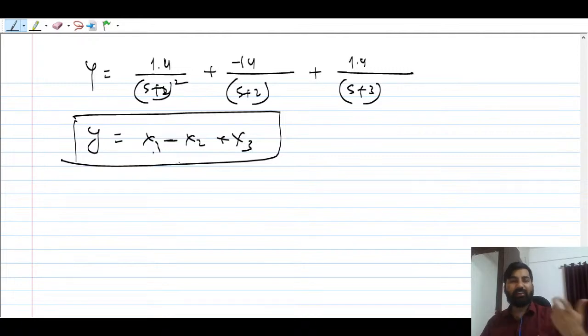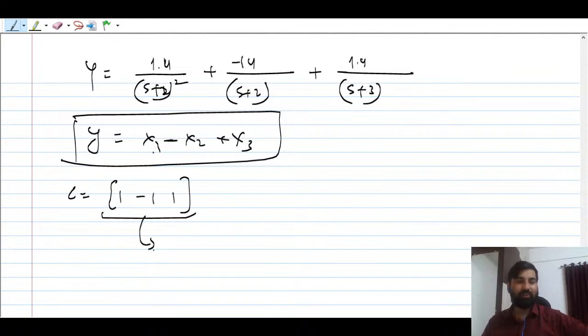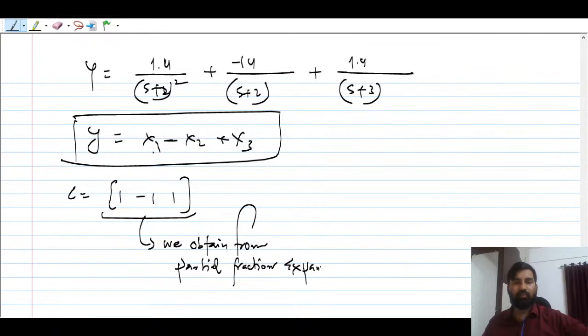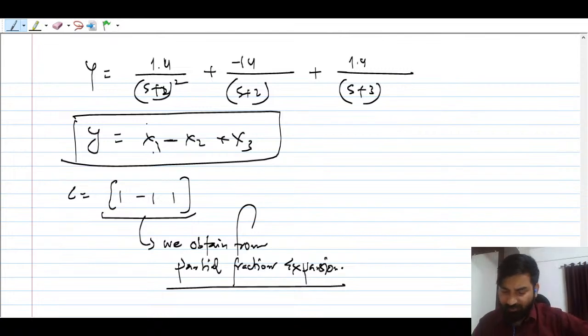So the C matrix you can directly obtain. The C matrix is going to be 1, minus 1, 1. This we obtain from the partial fraction expansion. These are the coefficients, like A, B, C. So the C matrix you can directly obtain. I think this is clear for all.